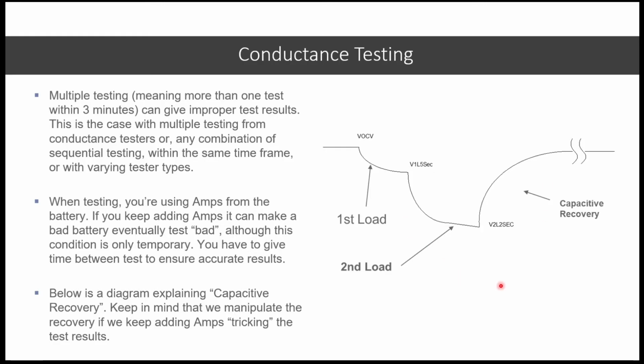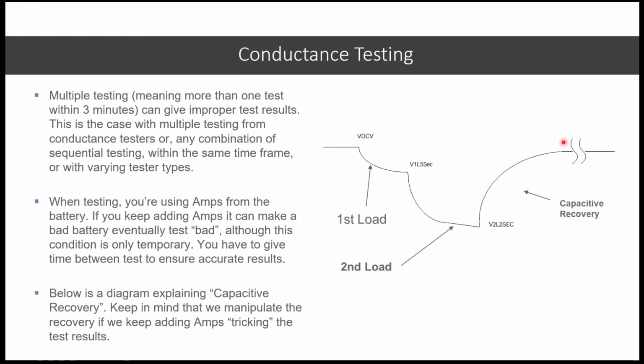So here, what happens is the first load, okay, VOCV, it takes the first load right here, and then it holds that load and watches the recovery rate for a minute. Then it hits the second load, okay, and it comes down and holds it, and then it watches the recovery rate for a certain amount of time, and it does a mathematical equation and tells you what the state of that battery is, okay? So below is the diagram explaining the recovery.